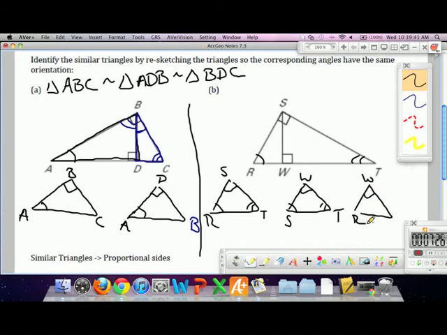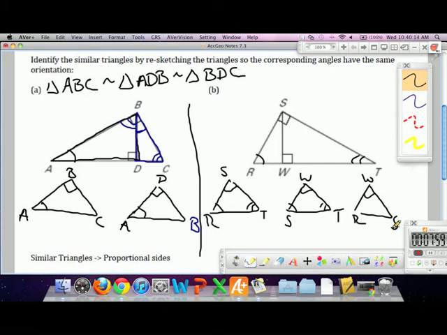So hopefully our similarity statements are something as follows. Either RST is similar to SWT, similar to RWS. Other arrangements could be like SRT, similar to WST, similar to WRS. How about like TSR is similar to TWS, similar to SWR, and any other combination, as long as those parts correspond. Okay.